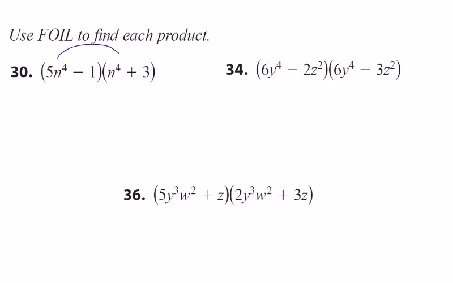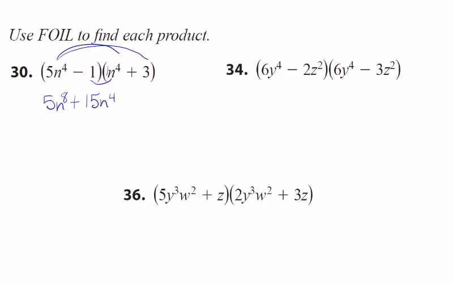So number 30, 5n to the fourth times n to the fourth. So remember there's an invisible 1 here. So when we multiply 5 times 1, the coefficients, we're just going to get 5. And then n to the fourth times n to the fourth, since those are like bases, we add the exponents, right? So 4 plus 4 is 8. And then we'll multiply outer times outer, 5n to the fourth times 3. 3 times 5 is 15, and we just tag the n to the fourth on the end.